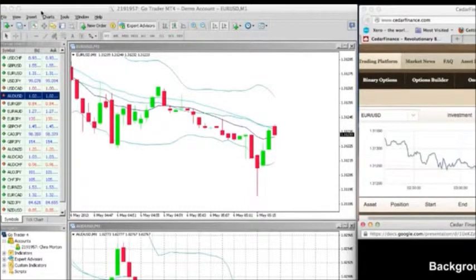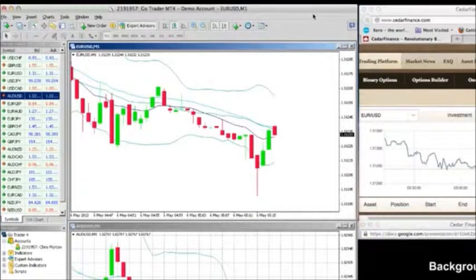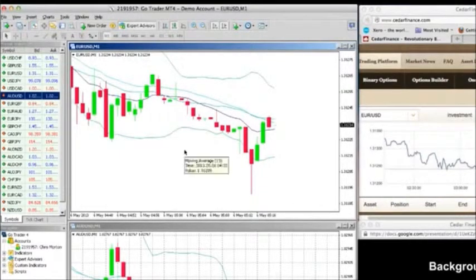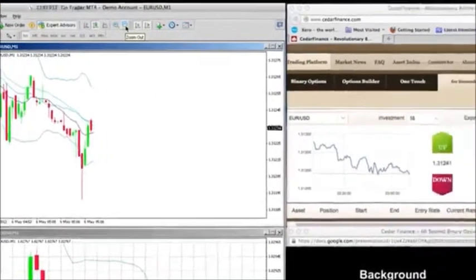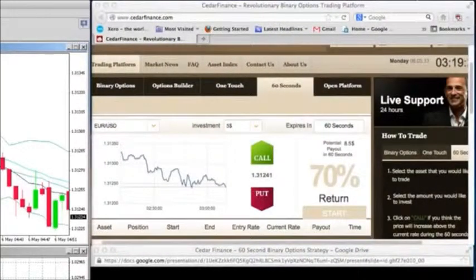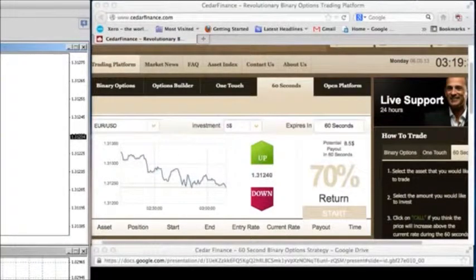This particular platform for the charting is using MetaTrader 4, and I've got a few indicators here. I've got the Bollinger Bands, and a 15 minute moving average. I've also got a 13-minute moving average and a 26 exponential moving average, which are all indicators basically showing trends that are occurring.